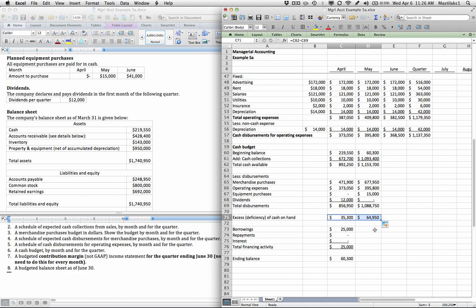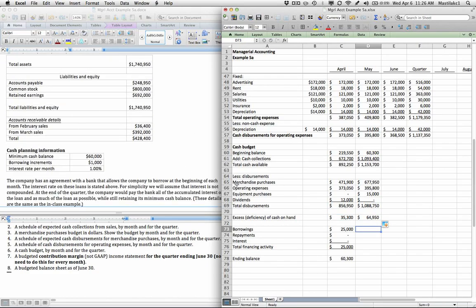Our excess or deficiency of cash on hand this month is going to be $64,950, which is greater than our required minimum balance of $60,000, so we don't have to borrow anything and increase our interest expense. According to our example, we're not going to repay anything until the end of the quarter, and so our financing activity is $0, and so we're just going to leave our $64,950 to be there at the end of May.